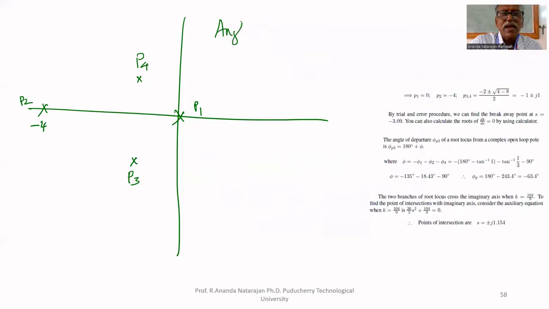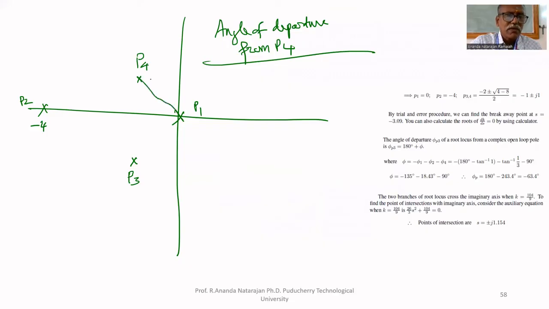Find angle of departure from P4. To find that, we have to draw lines from P1, P2, and P3. So this angle is 90 degree, that we know. This angle theta 1 we have to find. This is theta 2. This is theta 3. Theta 3 equal to 90 degree.